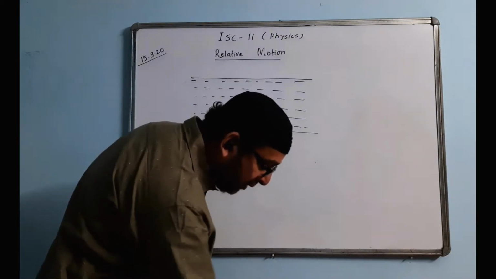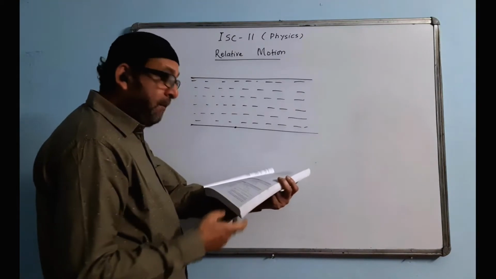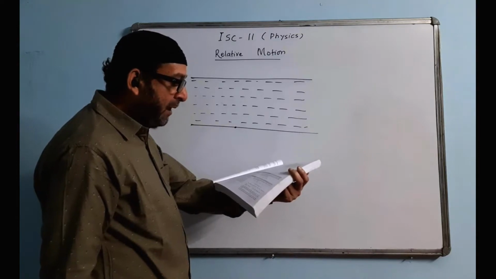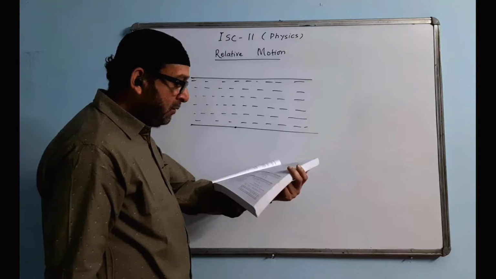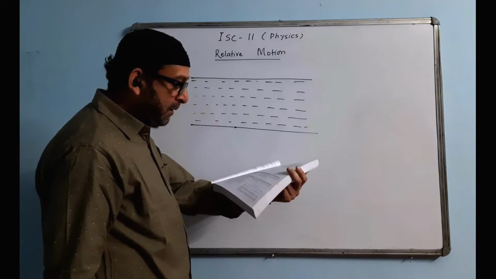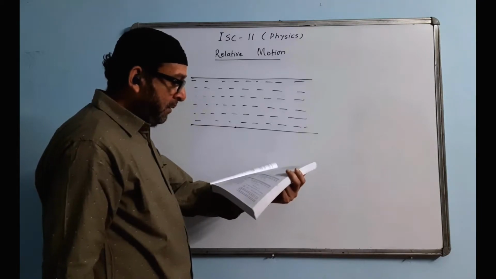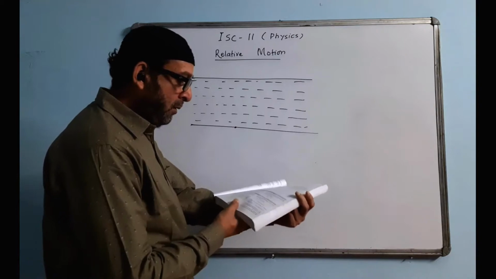We have a question out here, question number 3 from the book. A motor boat takes 20 seconds to travel 90 meter upstream and 10 seconds to travel the same distance downstream. Find the speed of the river current and the boat.